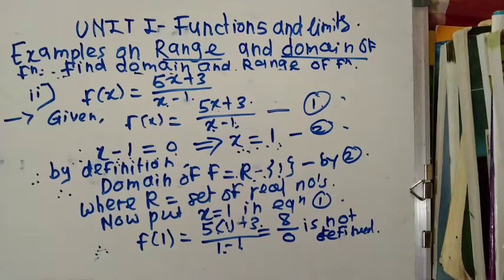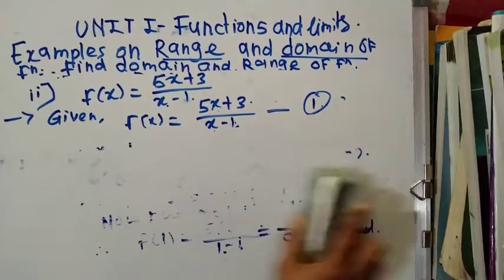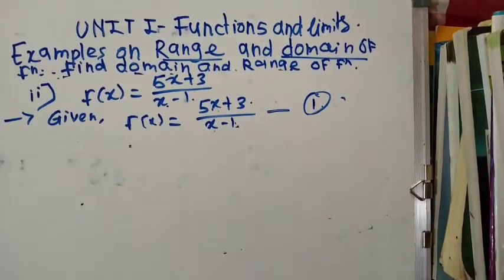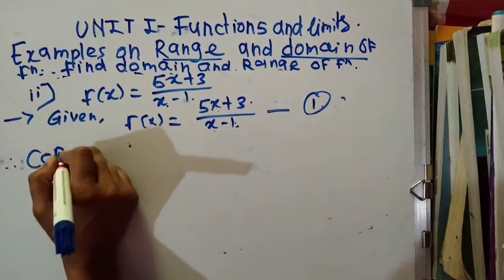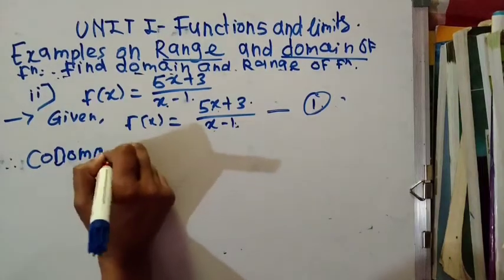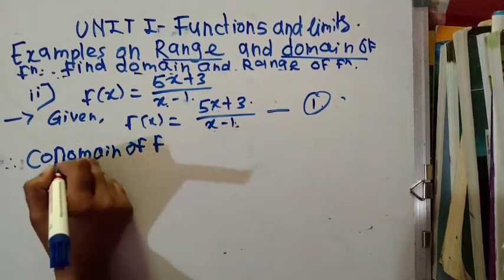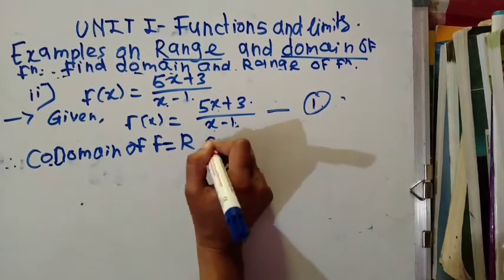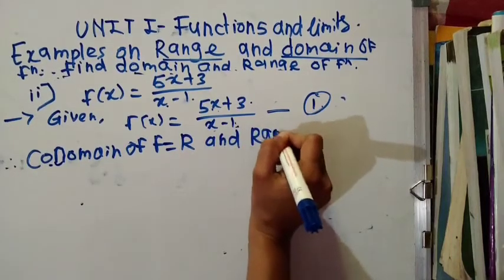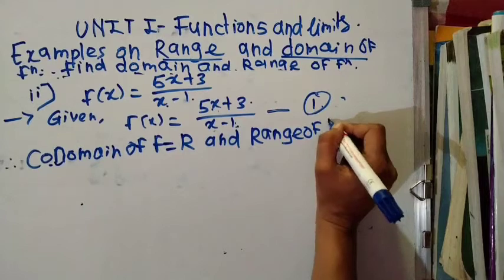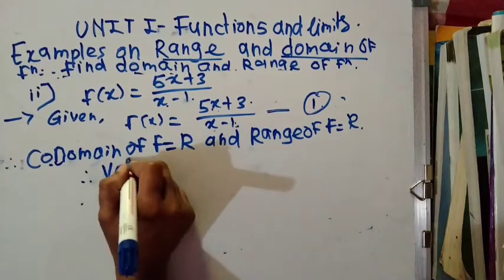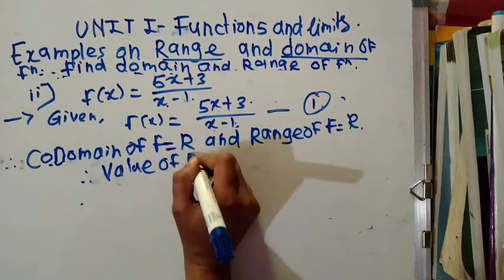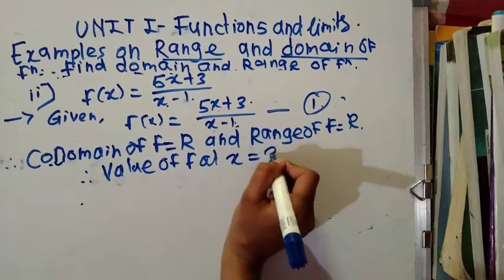Then we find out the codomain of f. Codomain of f is equal to R, and range of f is equal to R. Hence, the value of f at x is equal to 2.